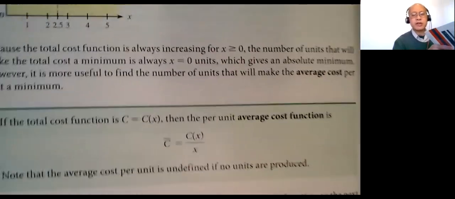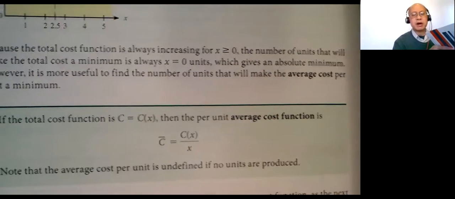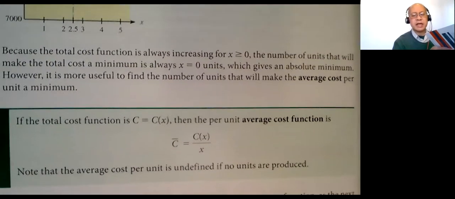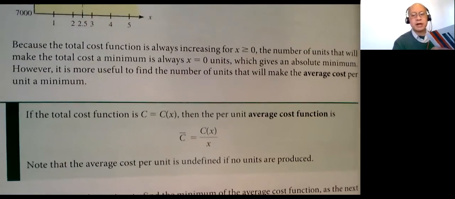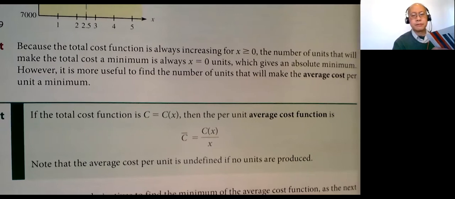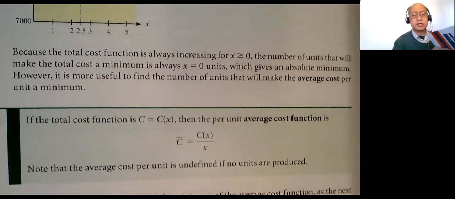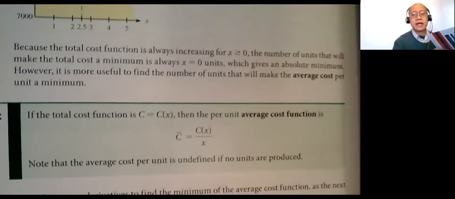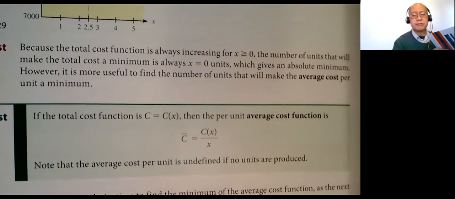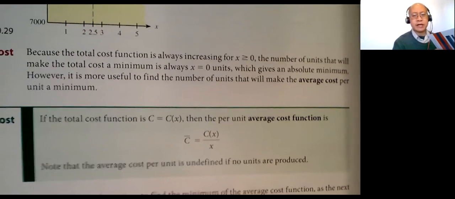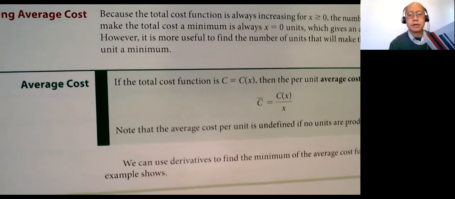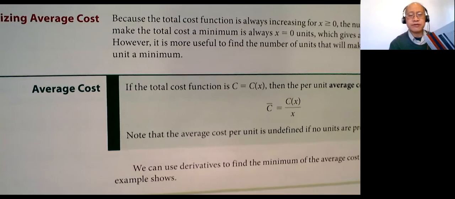So there it is, average cost. It's on my page 658. They write it as C bar. See that line over the C? We say C bar. It's C of X divided by X. It's the total cost divided by the total number of units. So the total cost function is C of X. Then average cost, C bar, is C of X divided by X. So if they give me the cost function, average cost is C of X divided by X.